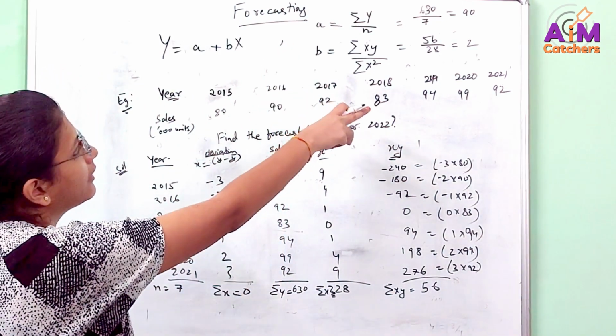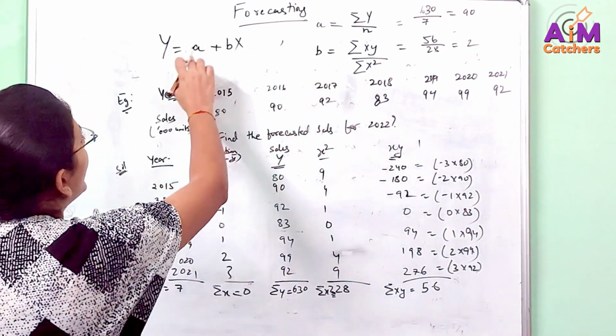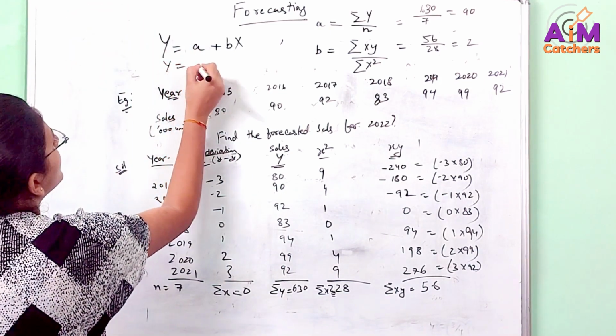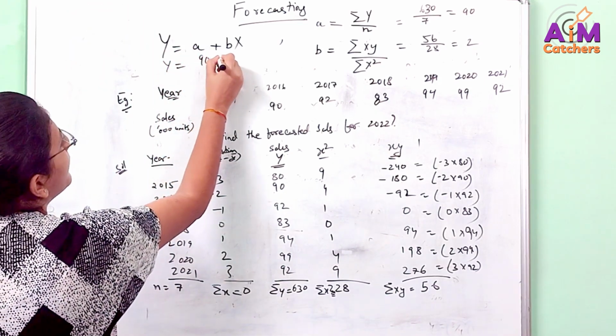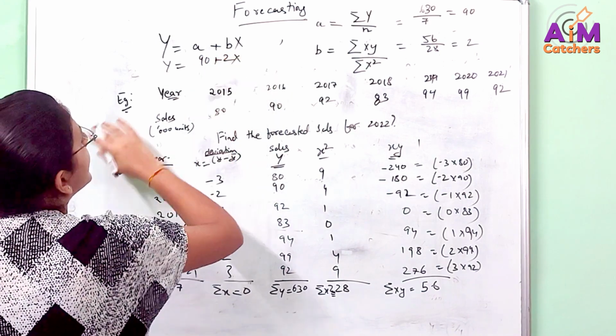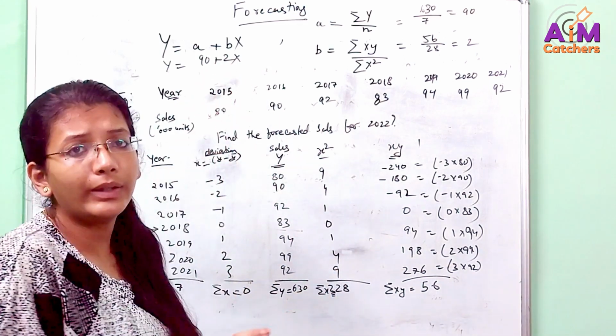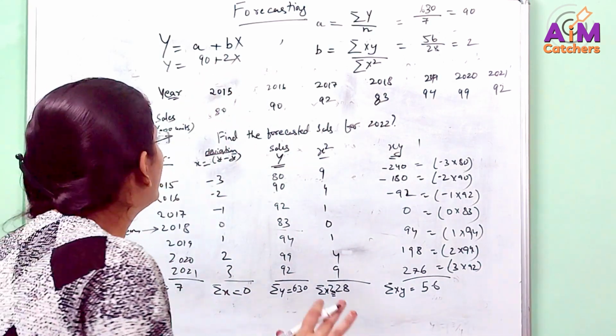We have A and B. We will put the values of A and B in this equation. So y is equal to A, A is 90, plus 2x. This is our equation for forecasting. Using this equation, you can find out the sales for any year for forecasting.